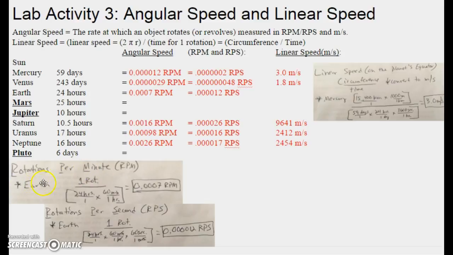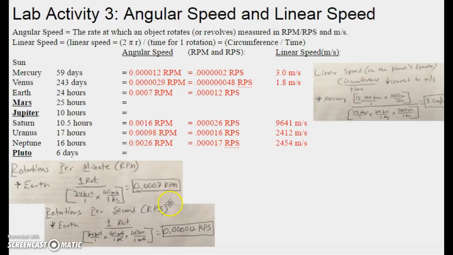I did an example for you on Earth. Imagine Earth with me for a second. To solve this, I know it rotates once in 24 hours. But I'm solving for rotations per minute, so I need to find how many minutes are in 24 hours. Notice I have parentheses here: 24 hours over 1 times 60 minutes per hour. I find that one rotation divided by the quantity here is 0.0007 RPM.